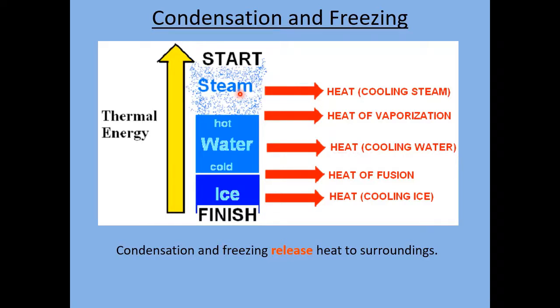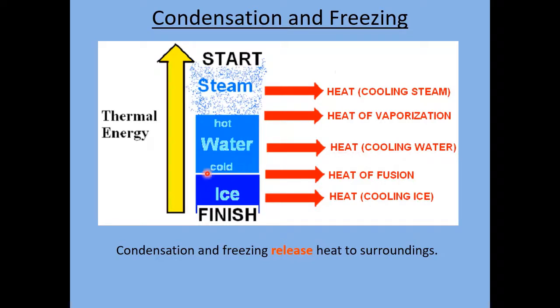Once the steam gets down to the boiling point of water, now what happens is there's a tremendous release of heat, and this is the heat of vaporization that's actually released. So when steam turns into water, this is called condensation. This is actually releasing heat to the environment. Then the water cools down, and it cools down by releasing more heat to the environment. Heat, Q, joules of heat are leaving the water as it cools down.